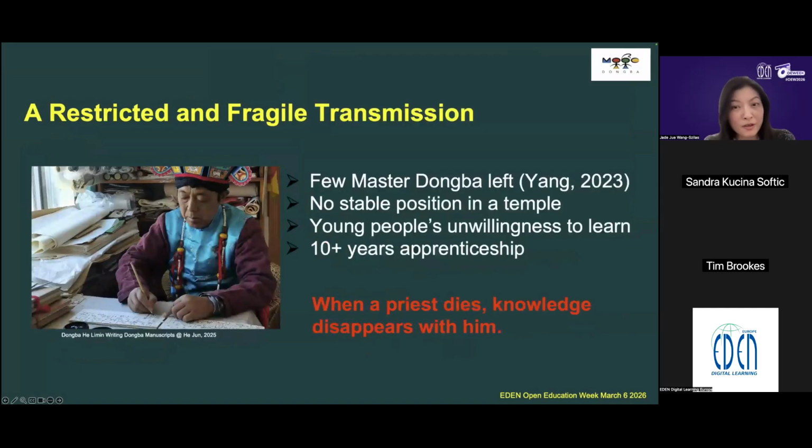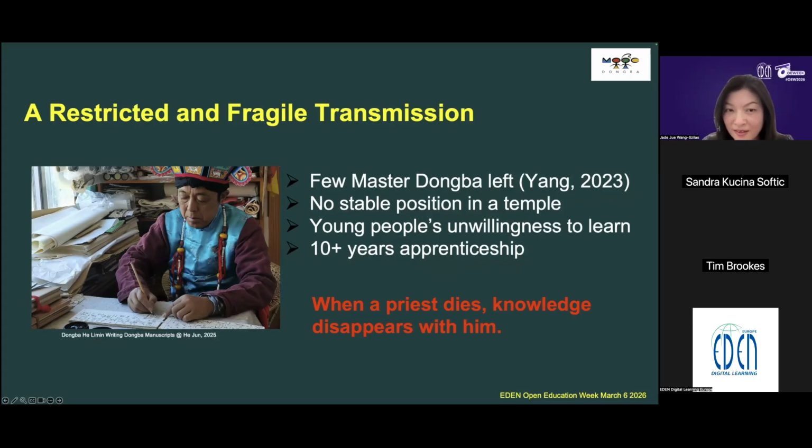And today, only a few master Dongba remain who are able to interpret the scripts fluently. What is distinctive about the tradition is that there is no stable position for Dongba script. That's quite different from other religions, where there is a temple where the priest can hold a stable position. But that's not the case for Dongba priests. In daily life, they work as other people, and they will play the role of Dongba only when they are needed.